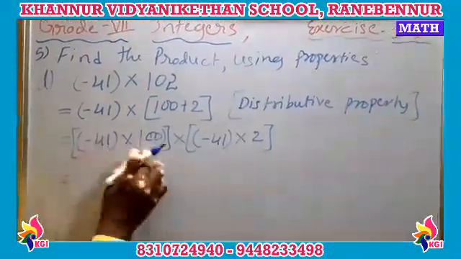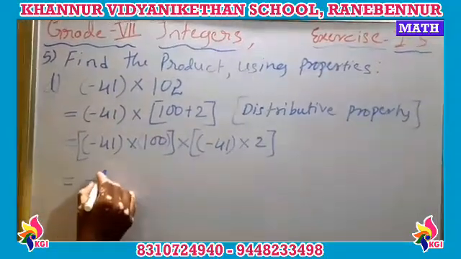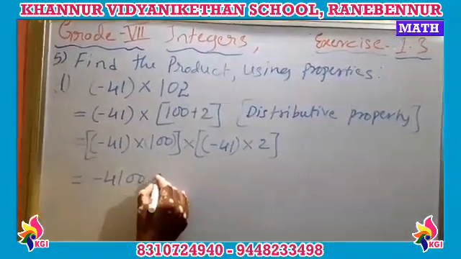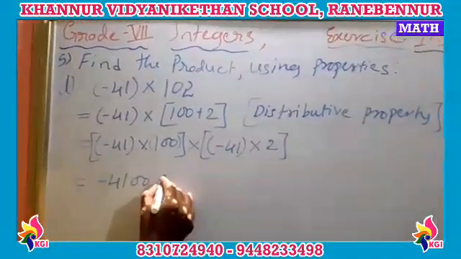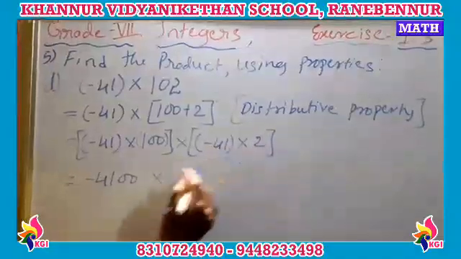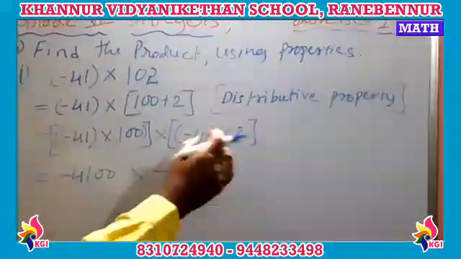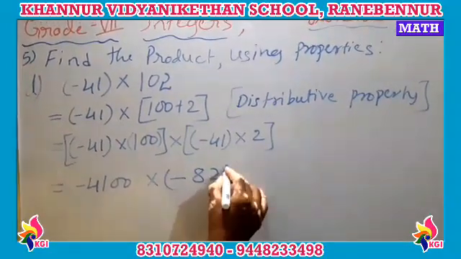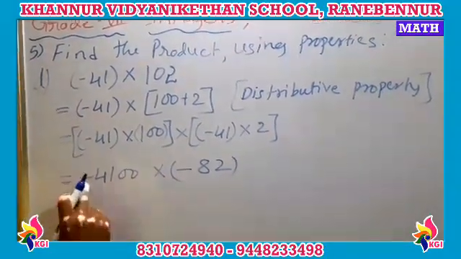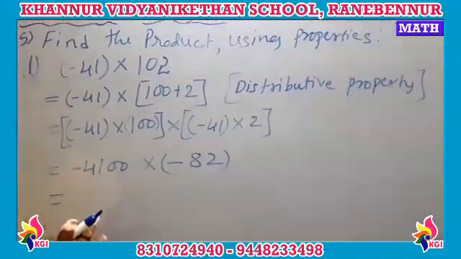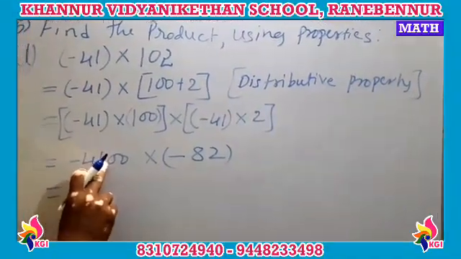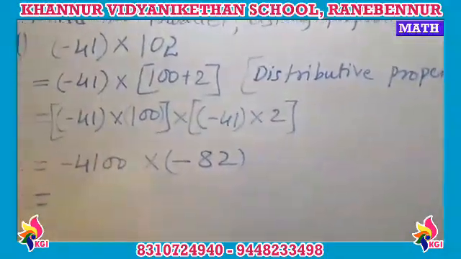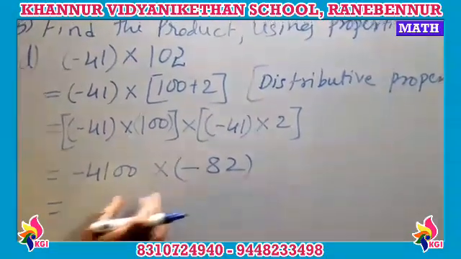The next, minus into plus will be minus. 41 ones are 41 and those 2 zeros. I want to remove that bracket. Then next here, minus into plus will be minus. 41 twos are how much, children? Very good, 82. Two symbols are there, so I want to put a bracket. The next, minus into minus will be plus, that I don't need to mention. So here we just have to go with this. Wow, 4100 into 82, very much a headache. So this 82 will come over here.